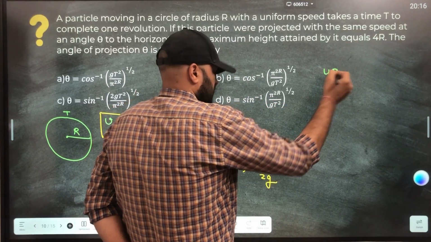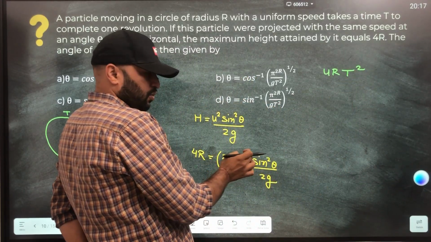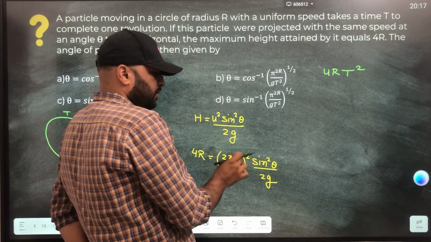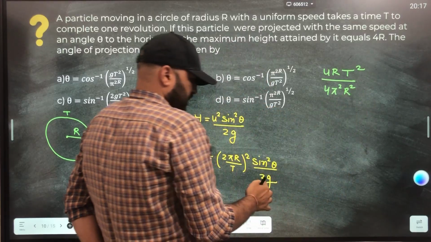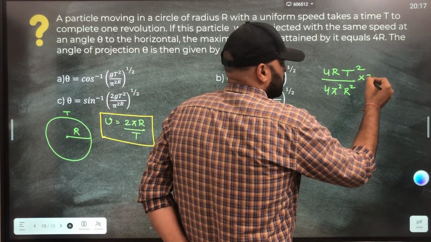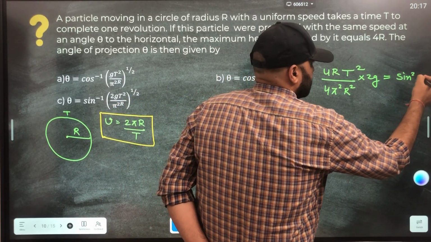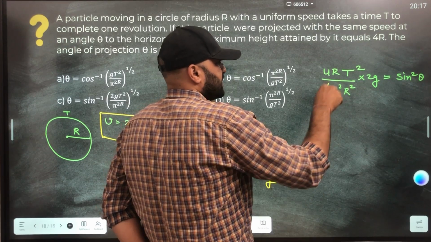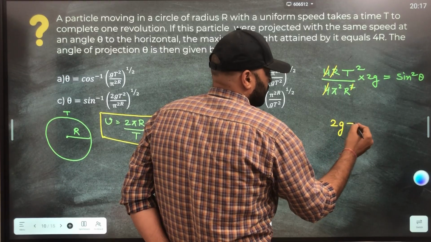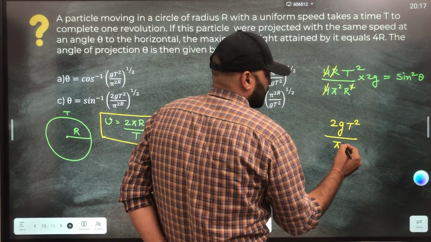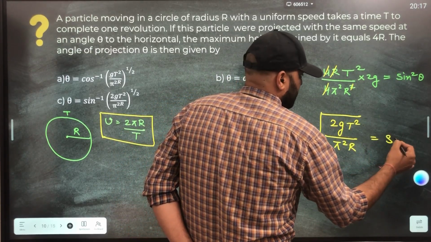4r, and taking this t square on the left hand side, it will be t square. Taking this 2 pi r whole square, what is 2 pi r whole square? 4 pi square r square, down 4 pi square r square. Taking this 2g on the left hand side, into 2g, and what are you left with on the right hand side? Sine square theta. I hope this is clear. Clear? Let's see what is cancelling out. 4 is cancelling out with 4, r is cancelling with one of the r. So you got 2 gt square upon pi square r equals sine square theta, root under, so that will give you sine theta.